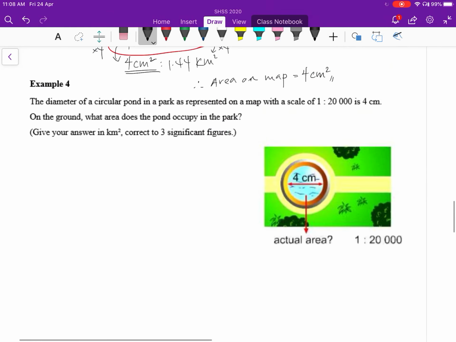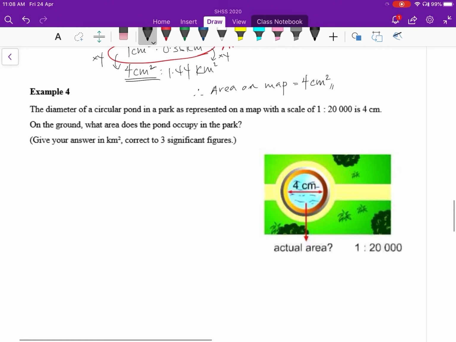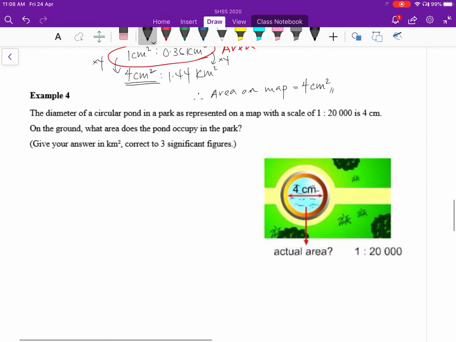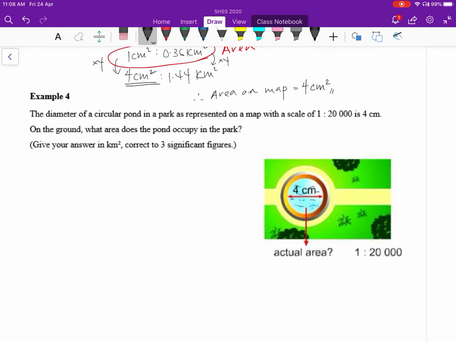Last example, example 4. The diameter of a circular pond in a park is represented on a map with a scale of 1:20,000 is 4 cm. Now we have to find the area of the pond first in order for us to do this question. Area of a circle is pi r square, so it's pi times 2 square. If I press my calculator, pi 2 square will give us 12.566 cm square.